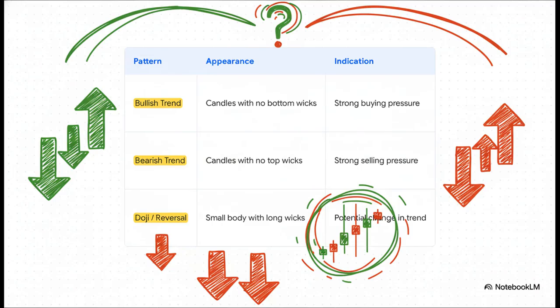Okay, here they are. The only 3 patterns you really need to know. First, a strong bullish trend. It looks like a series of green candles with no bottom wicks. That's your signal for strong buying pressure. Second, a strong bearish trend. It's the exact opposite. Red candles with no top wicks. Super clear signal of selling pressure. And finally, you have a doji, or a potential reversal. That's a candle with a tiny little body and long wicks on both sides. It's telling you there's indecision, or maybe the trend is about to change. And that's it. Instead of dozens of patterns, you just need to keep an eye out for these 3.